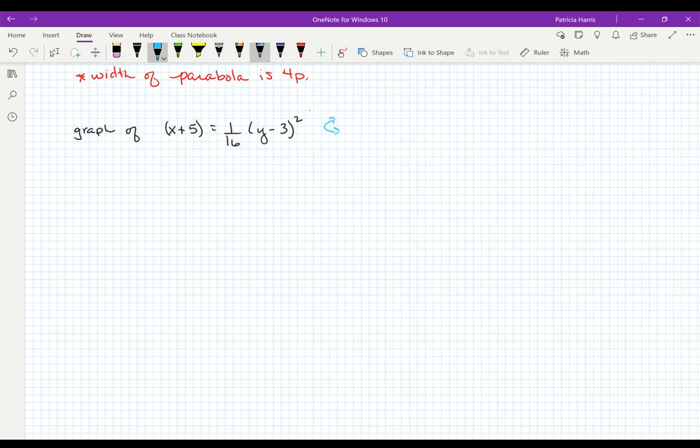Okay, so let's start by finding our vertex. We're going to use h, k. H is always associated with your x value. So we're going to go -5. Remember, we do the opposite when it's set up like this. And a +3. Now since it opens right, our axis of symmetry is going to be y equals 3.